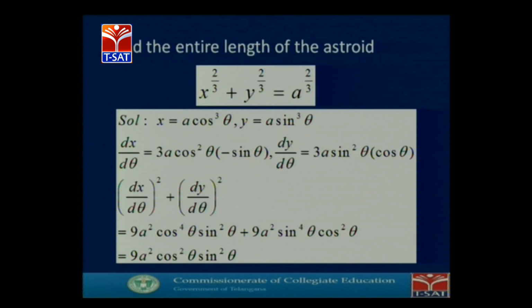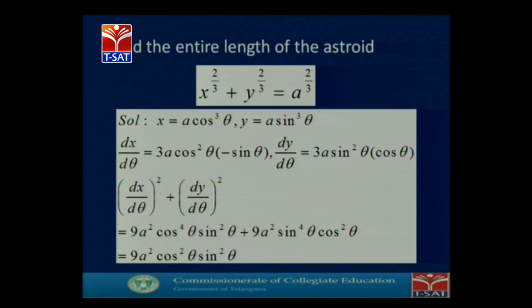Similarly, dy by d theta is equal to 3a sin square theta cos theta, since the differentiation of sin theta is cos theta. Now substitute these values in (dx by d theta) whole square plus (dy by d theta) whole square. What we are getting is 9a square cos to the power of 4 theta sin square theta plus 9a square sin to the power of 4 theta cos square theta.